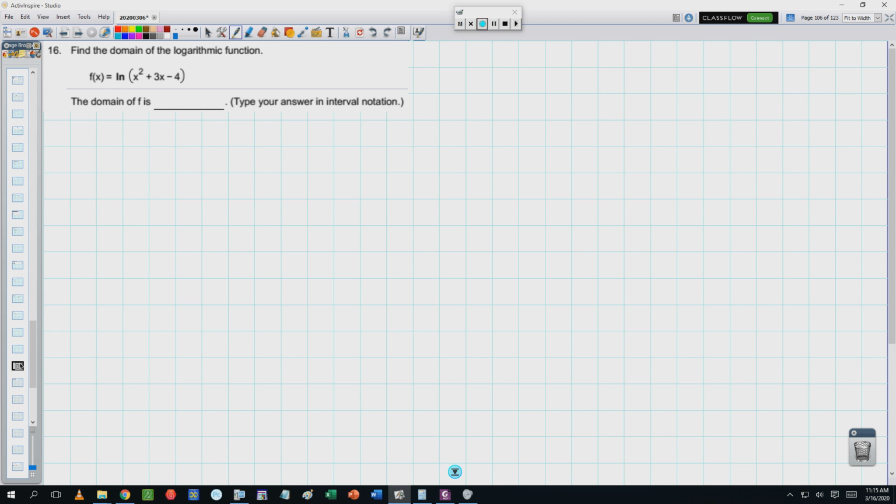Find the domain of the logarithmic function. Finding the domain, it's very important that this part of the problem stays positive. It can't be 0, it can't be negative. So what I'm going to do is set it equal to 0 and create a graph and find the points where it stays nice and positive. This is factorable. This will be x plus 4, x minus 1. X plus 4 will give us negative 4. X minus 1 will give us a 1.